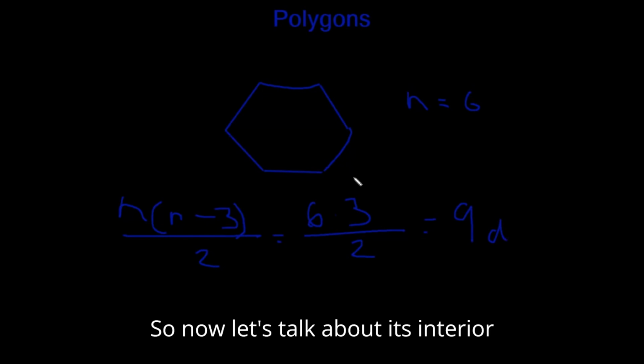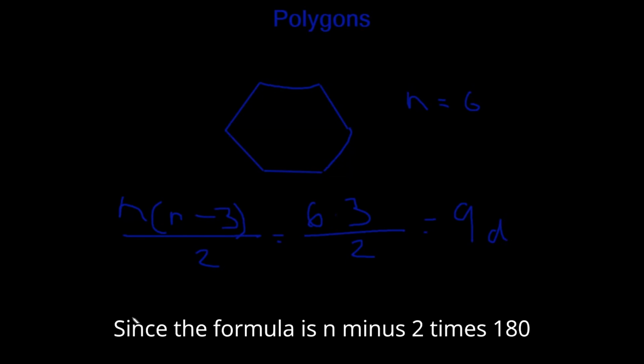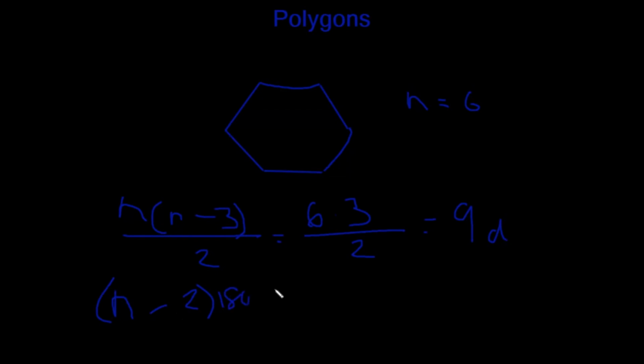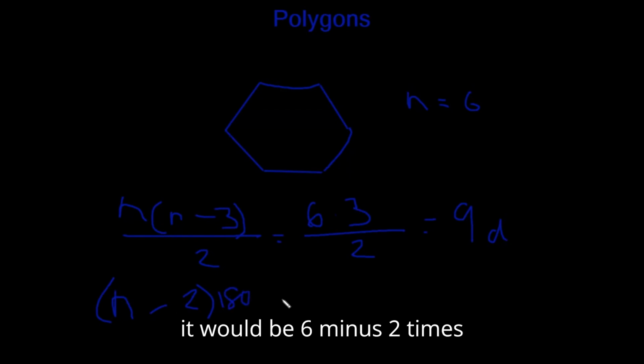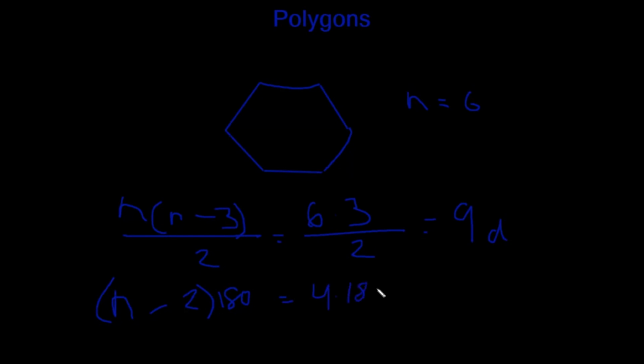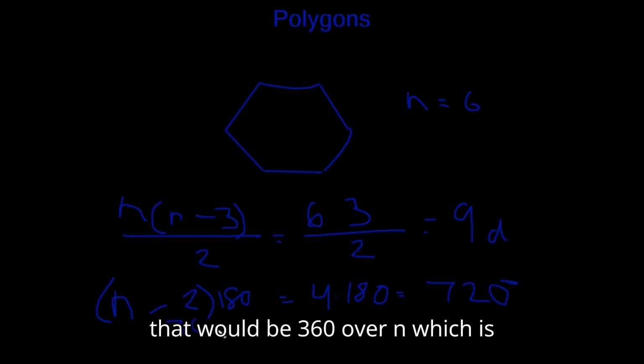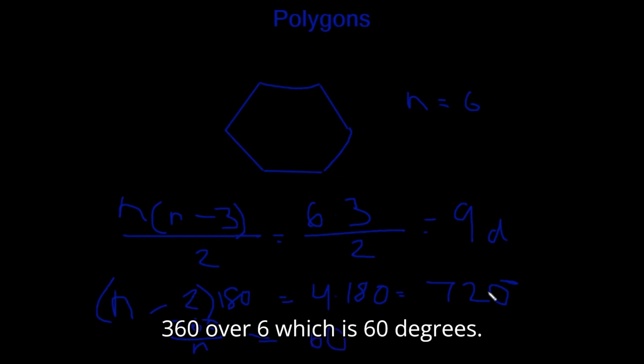Now let's talk about its interior angles and what they would add up to. Since the formula is n minus 2 times 180, it would be 6 minus 2 times 180, which would be 4 times 180, which is 720 degrees. What about its exterior angles? Well, that would be 360 over n, which is 360 over 6, which is 60 degrees.